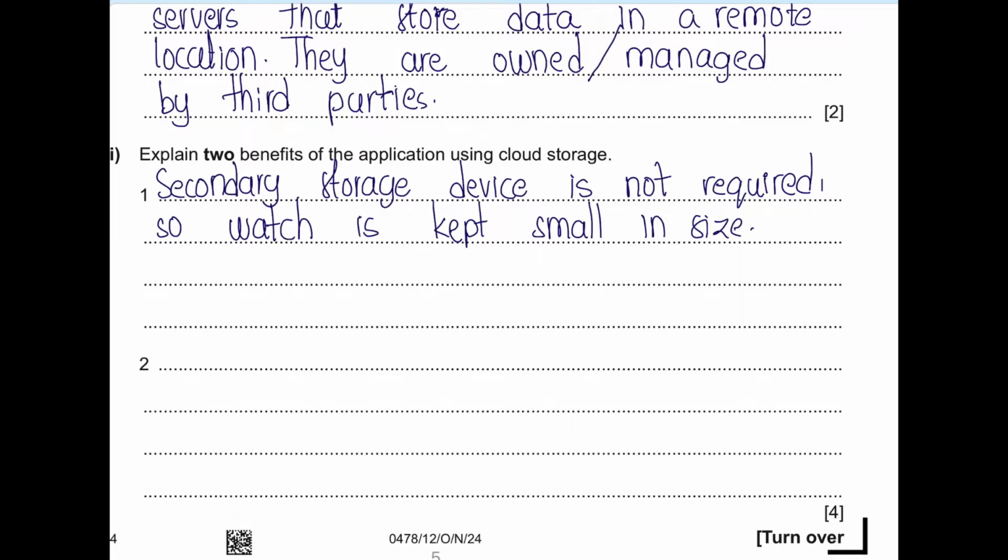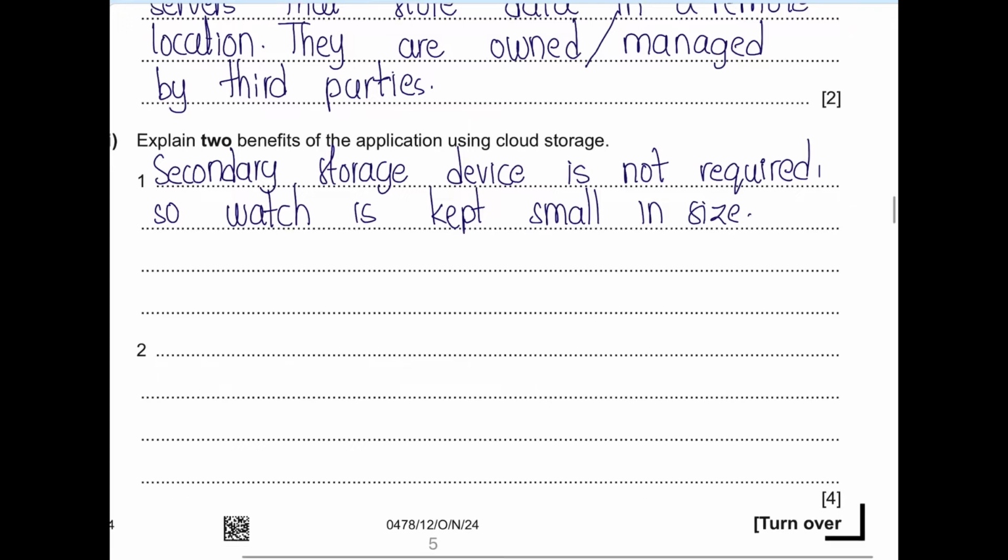Another thing is that if you want to access the data, for example if a watch breaks or if you have lost the watch, you would still be able to access the data from any device, because cloud storage data is accessible from any device as long as you have internet access and sometimes a username and password to your account for the cloud storage.